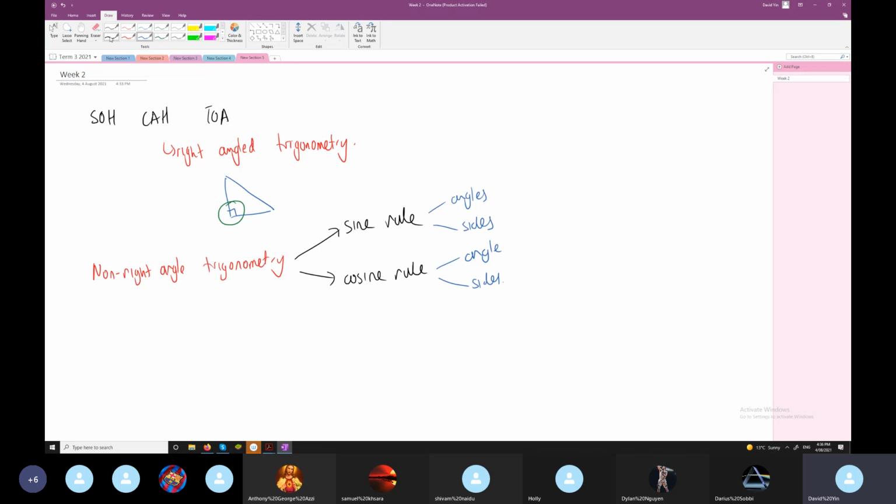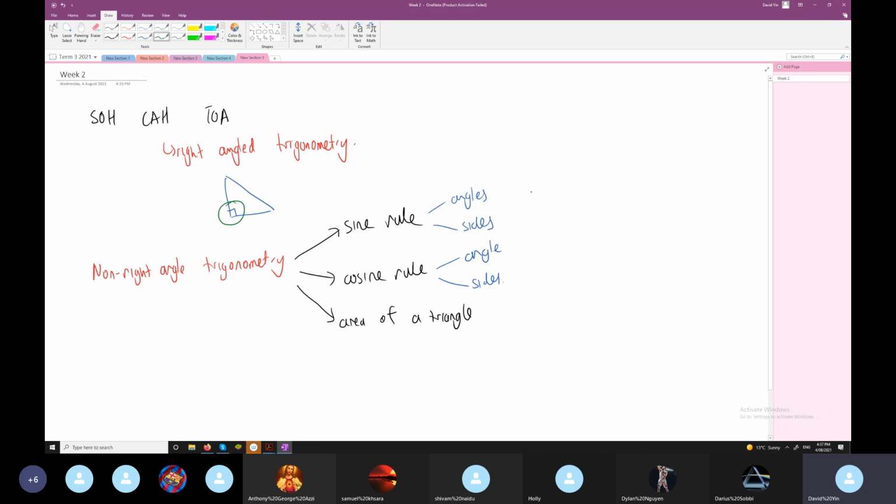Now there is another formula that you learned last week, which is the area of a triangle. I don't need to say what it finds. It finds you the area. So if you want to find what the area of a triangle is, then you use the area of a triangle formula.